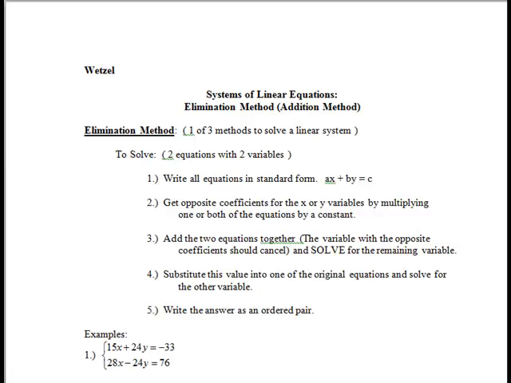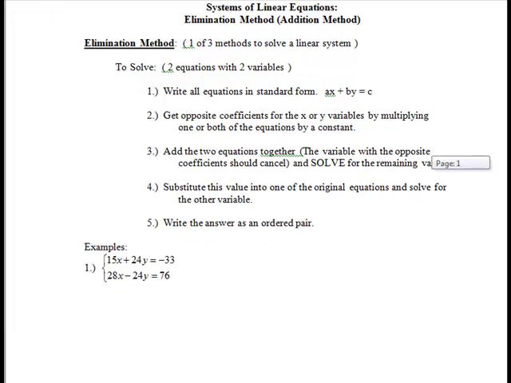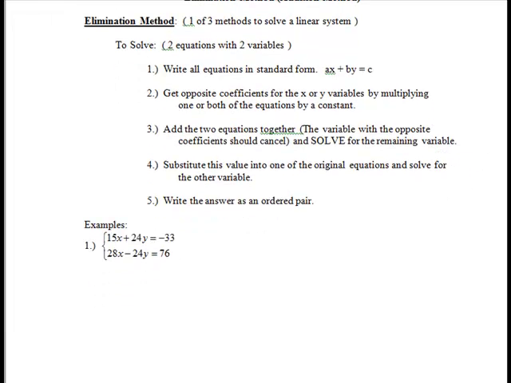Systems of linear equations, solving using the elimination method or addition method. So yet another method for solving the same type of system, systems of two linear equations, is called the elimination method, and it's also referred to as the addition method. With a little bit of practice, this can be the quickest method, and a lot of times the method most students prefer. So step number one is we have to make sure each equation is written in standard form.